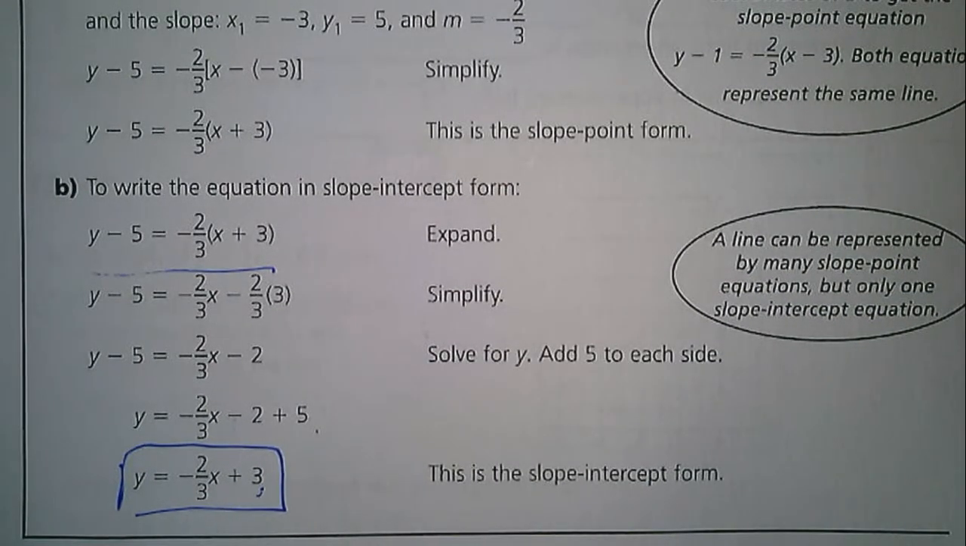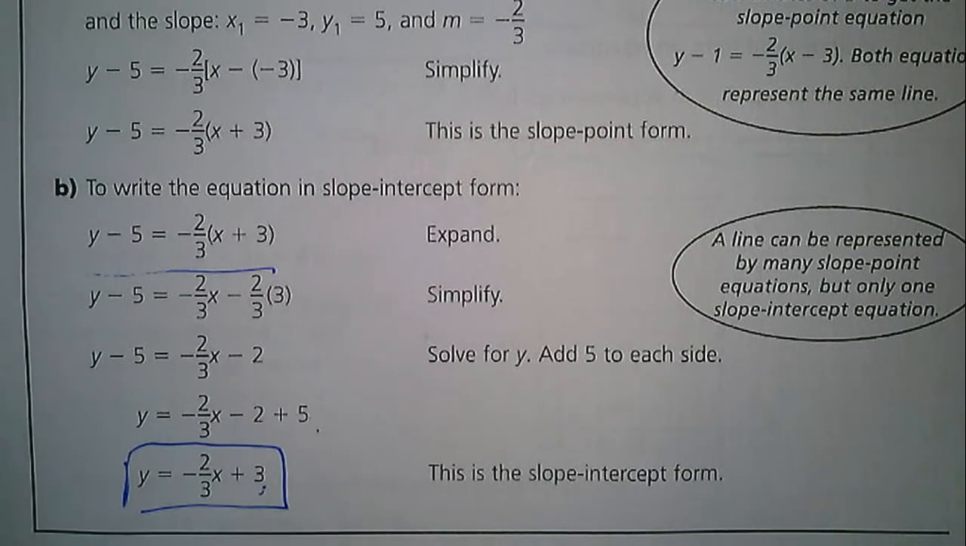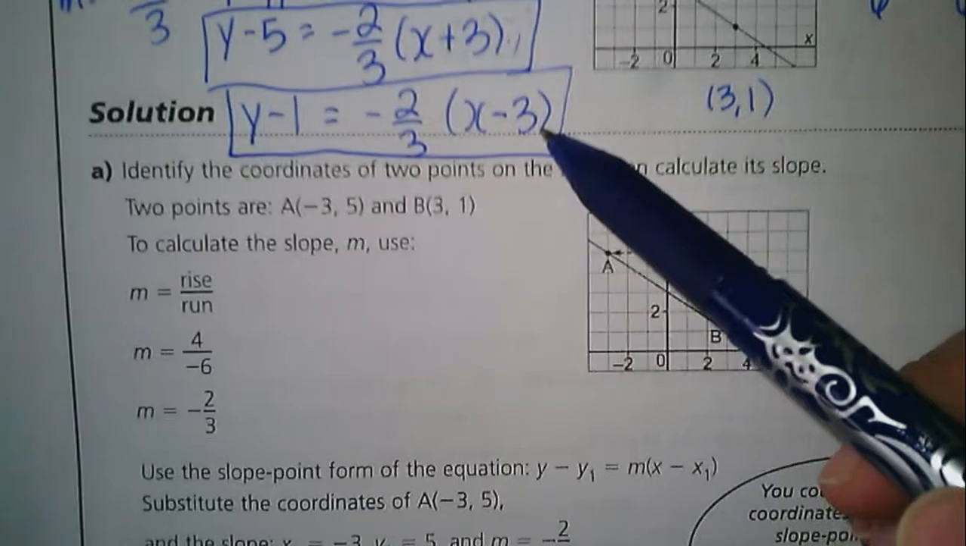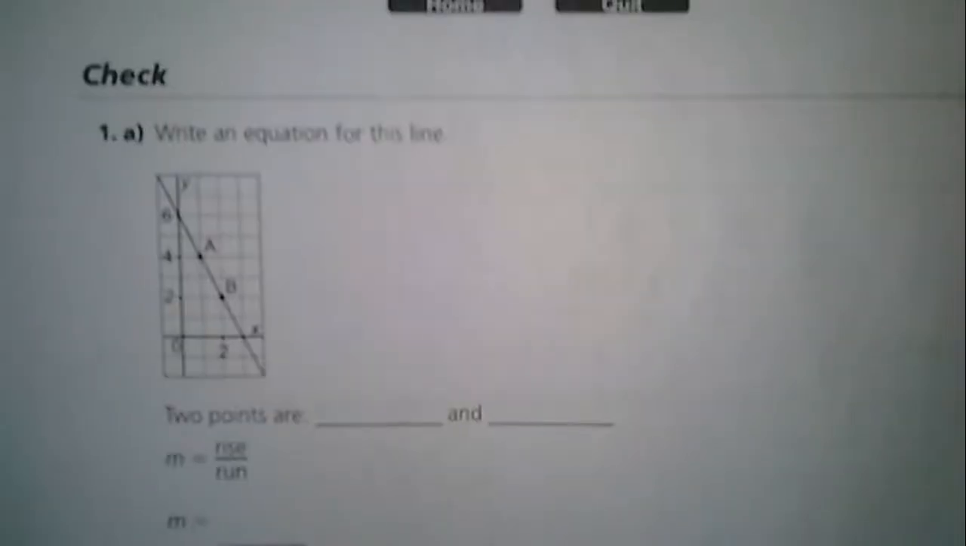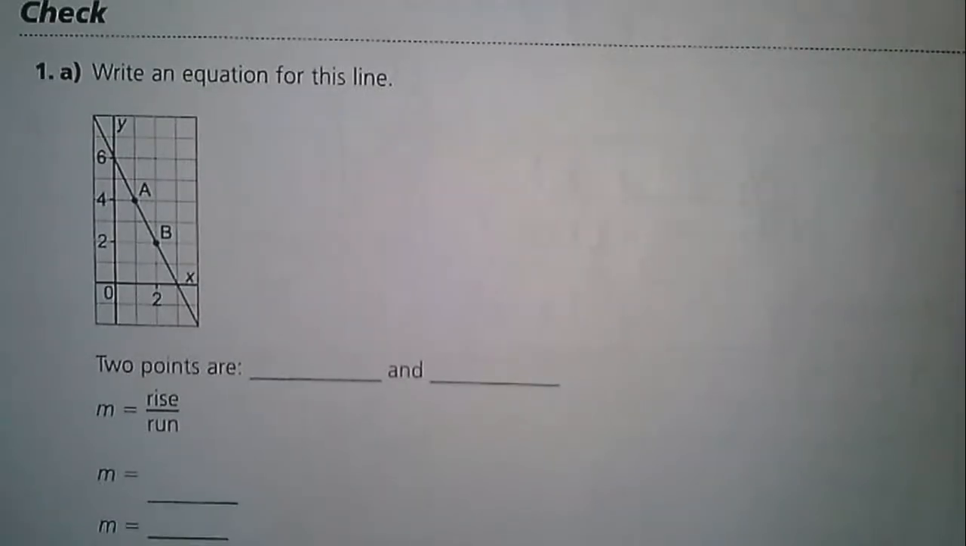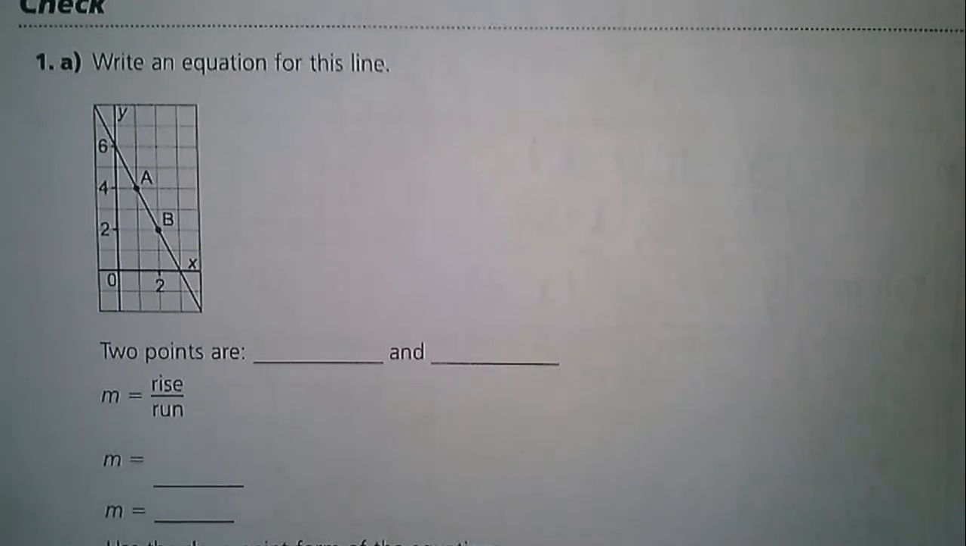Okay, so remember, a line can be represented by many slope-point equations, but only one slope-intercept equation, okay? So it doesn't matter, I could have used the second version of that and gotten the same answer. So I'm going to encourage you now to pause the video and try the check questions on page 349. So please pause the video now, and I'm going to go on to explain how to solve for these questions.